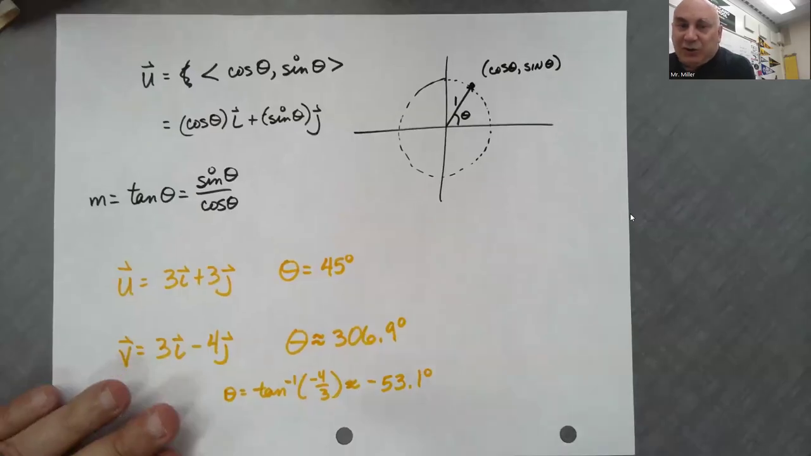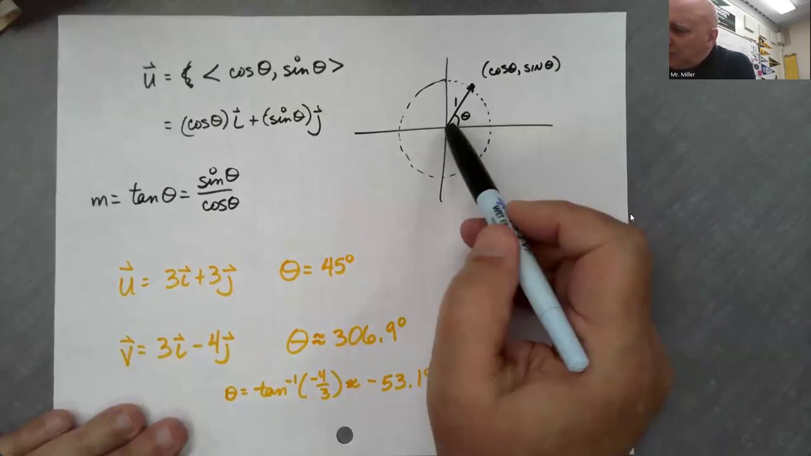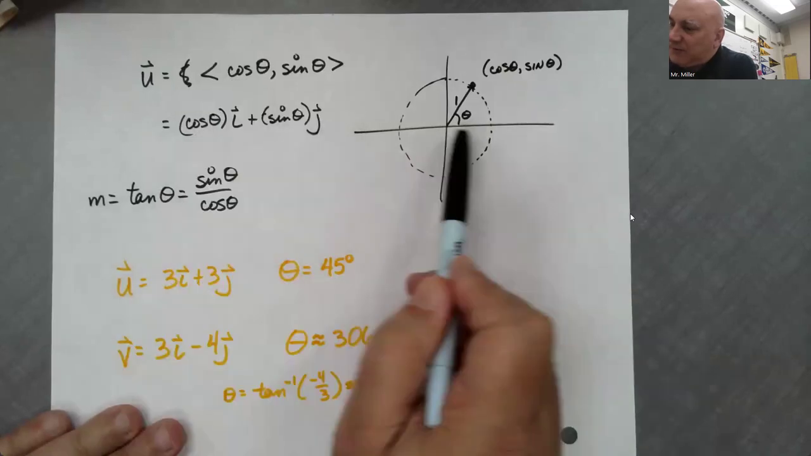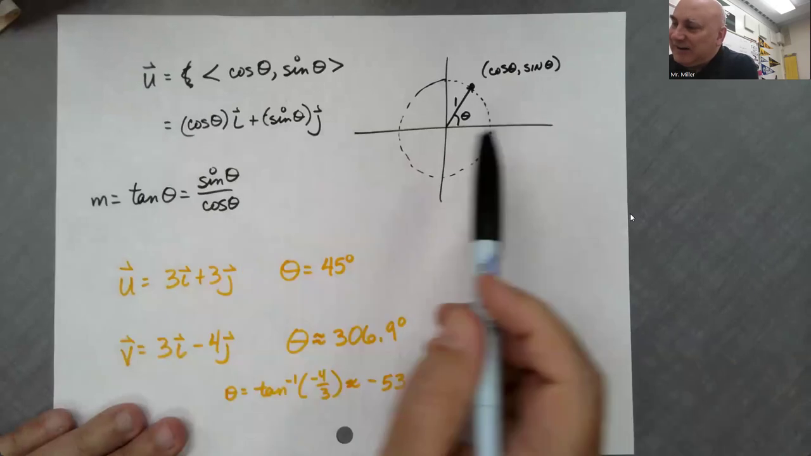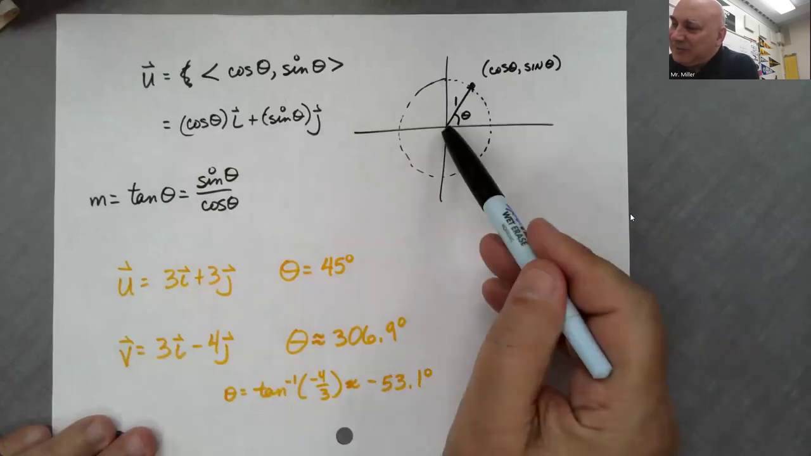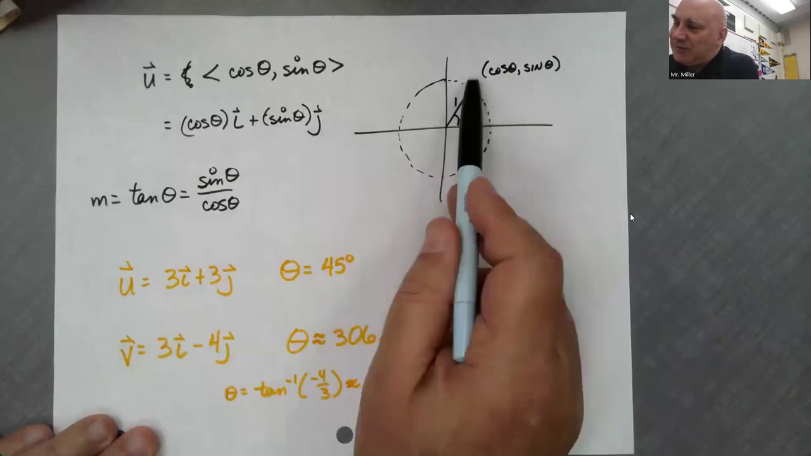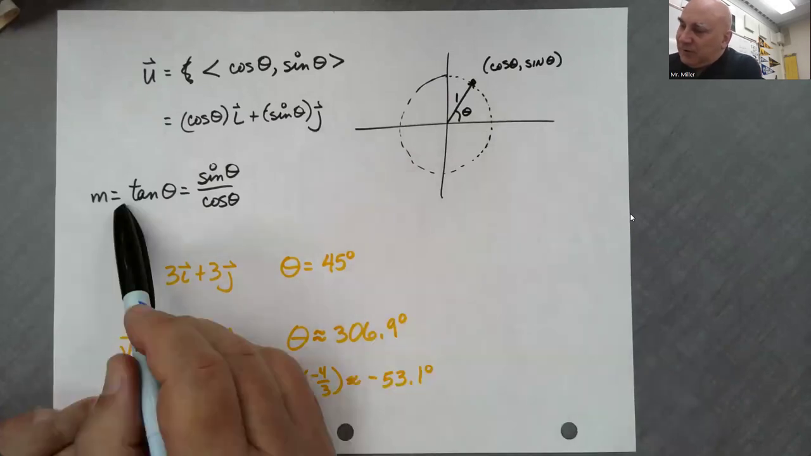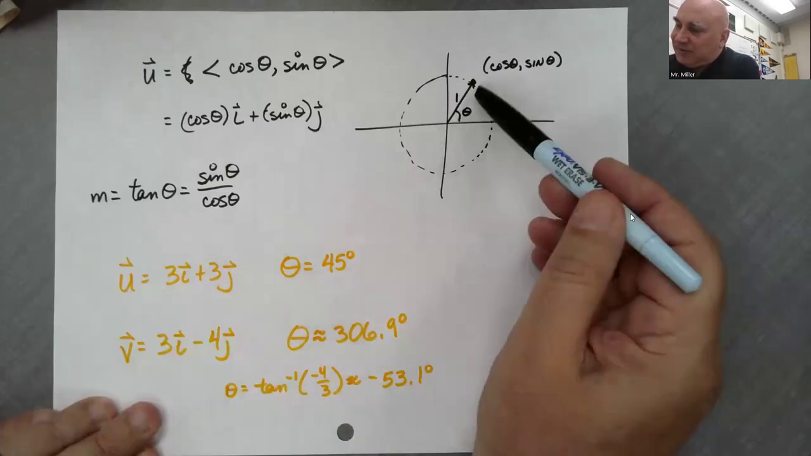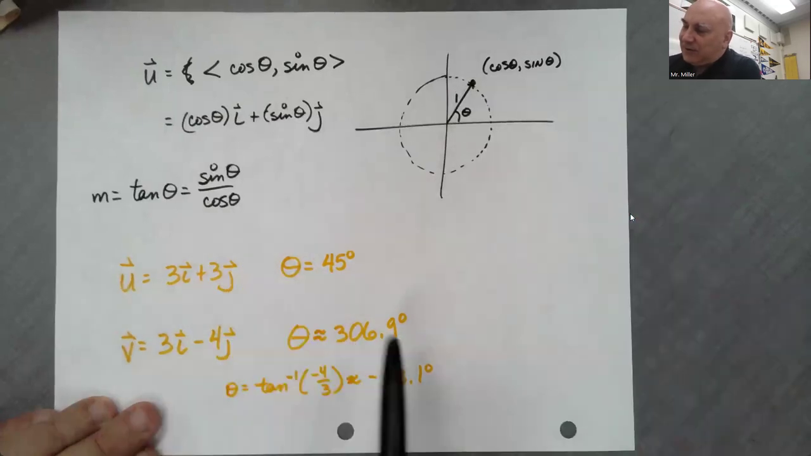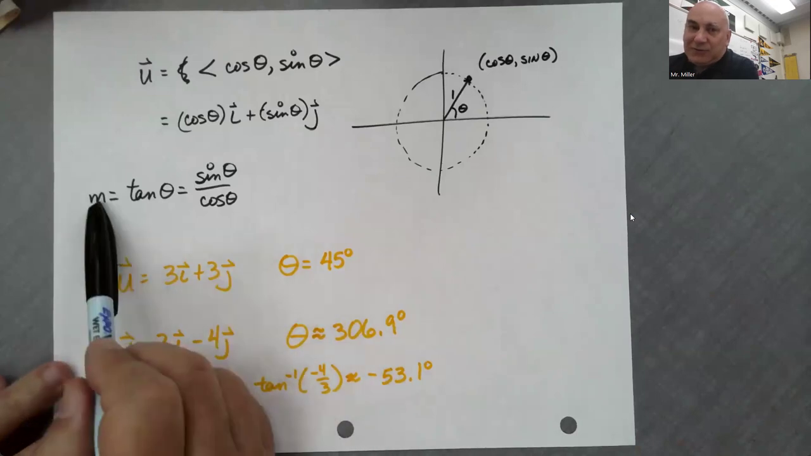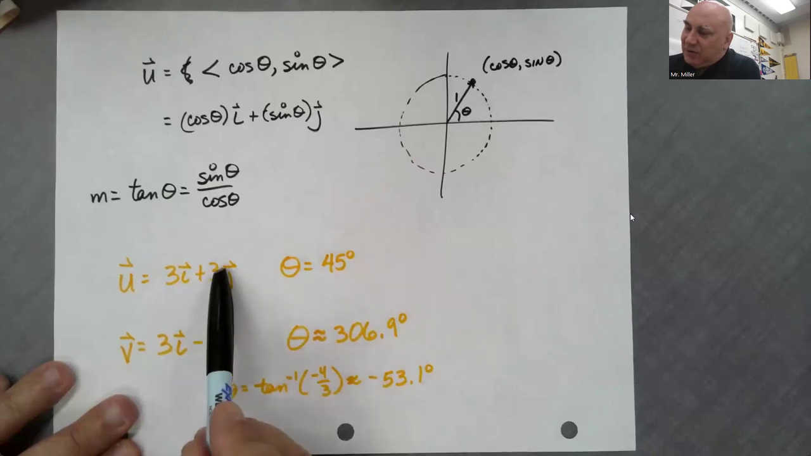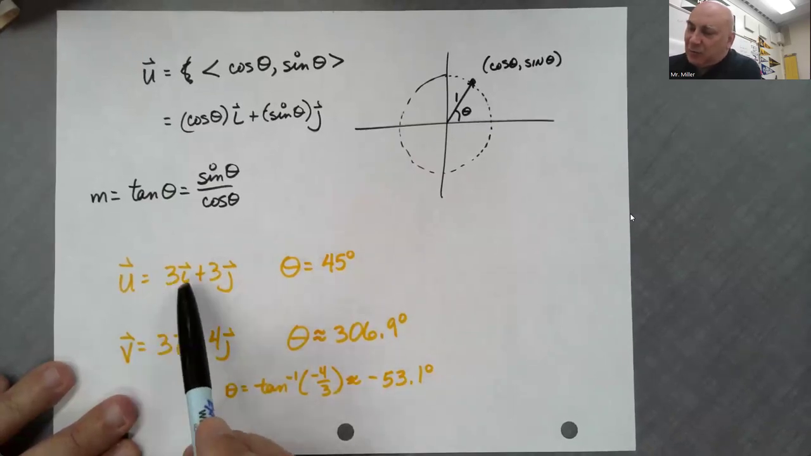If vector u is a unit vector, then you can see that its components will be cosine of theta times i plus sine theta times j, because that will always give us points on a unit circle. The slope of the line is the same as the tangent of theta, which is sine over cosine. So that's the slope. So if vector u is 3i plus 3j, you know that you could go 3 divided by 3 is 1. The arctangent of 1 is 45 degrees.